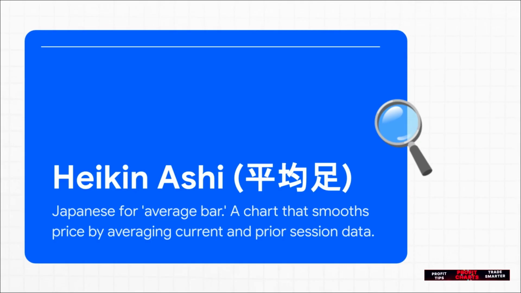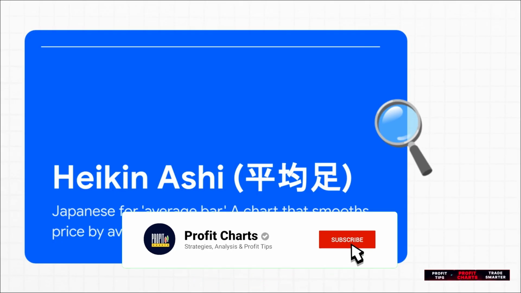So the name itself gives the game away. Heikin Ashi. It literally means average bar in Japanese. And that's the key takeaway. A normal candlestick just shows you the raw open, high, low, and close. Simple. But a Heikin Ashi candle is different. It's an average that mashes together data from the current bar and the one right before it.